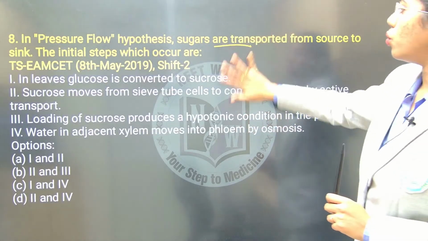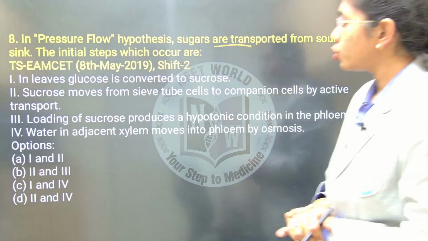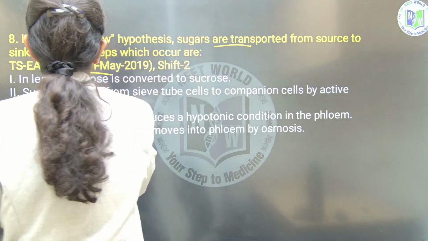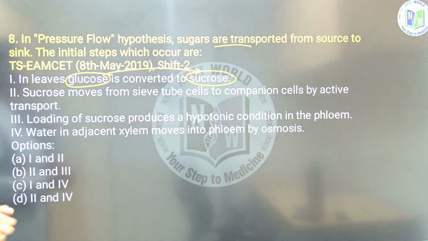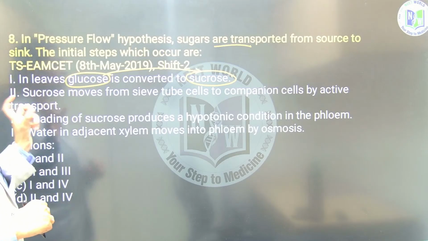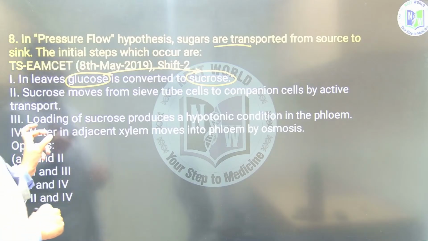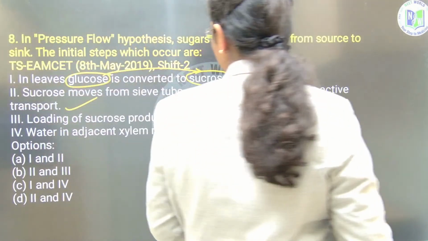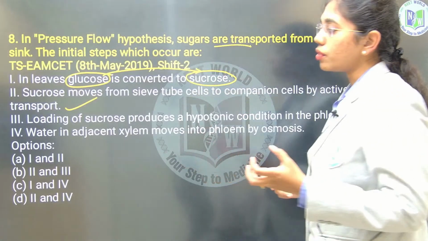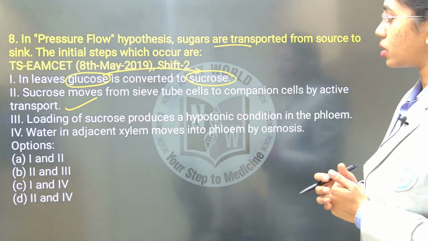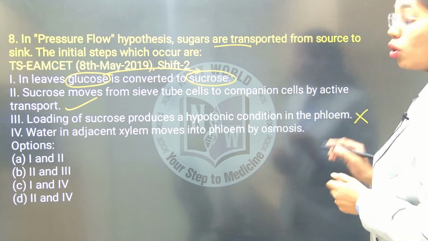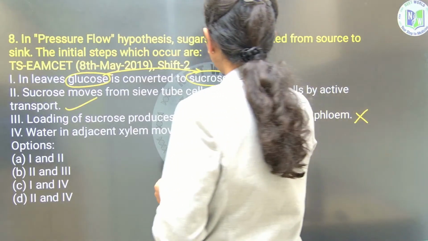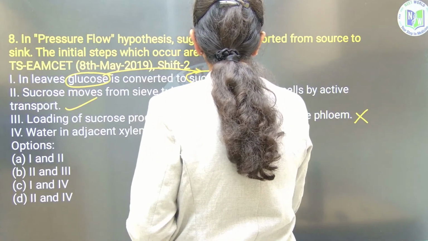In leaves, glucose is converted to sucrose. Yes, of course, for the transport, glucose will be converted to sucrose. Fine, right? To be stored, glucose will be stored in the form of starch. Sucrose will move from sieve tube cells to companion cells by active transport. True? Because the concentration will be more increased in the companion cells. Fine. Loading of sucrose produces hypotonic condition in phloem. No, it will produce hypertonic condition in the phloem.